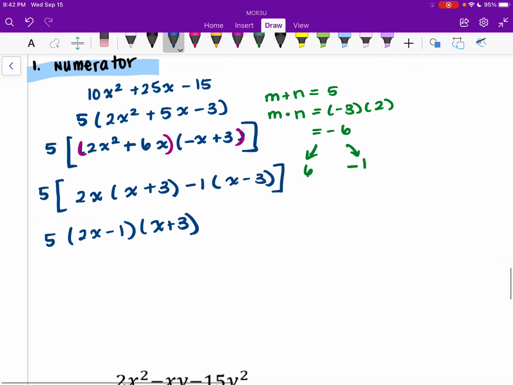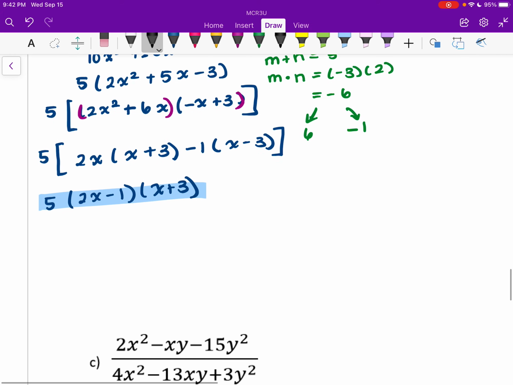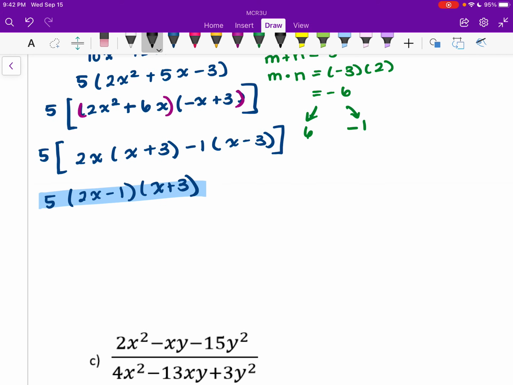That is my numerator, my new numerator, my factored numerator. Right? And sometimes what I like to do is go back to the original equation and write, okay, this equals 5(2x minus 1)(x plus 3), just so that it's there for me and I remember that I did that already.